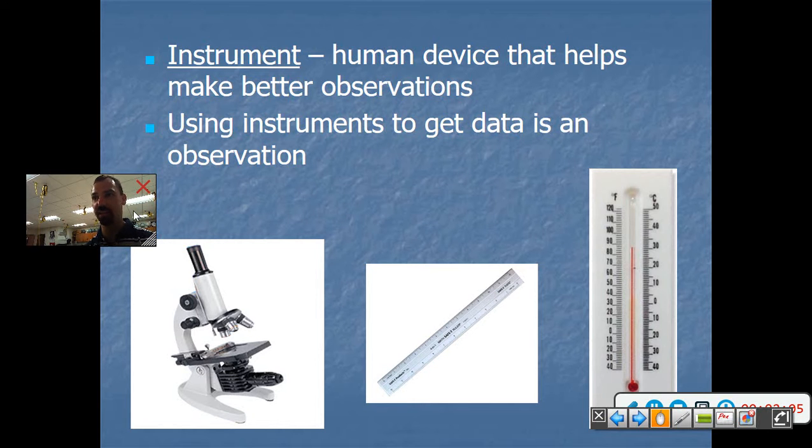Instead of just saying it's hot in here, we could actually use a thermometer and figure out it's 78 degrees in here right now. So basically you're using instruments to get exact data, and that exact data still is an observation, it's still factual information gathered with your senses. But it's using an object to make a better observation. That's what an instrument does.